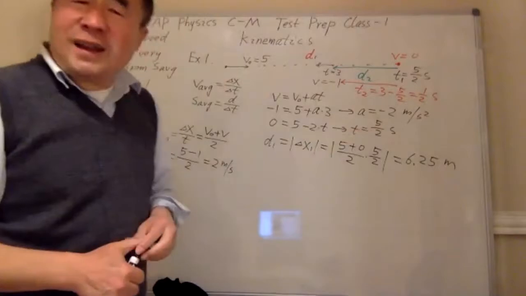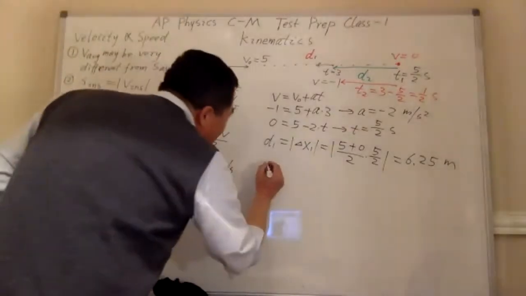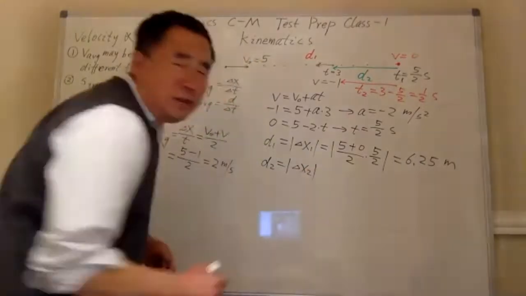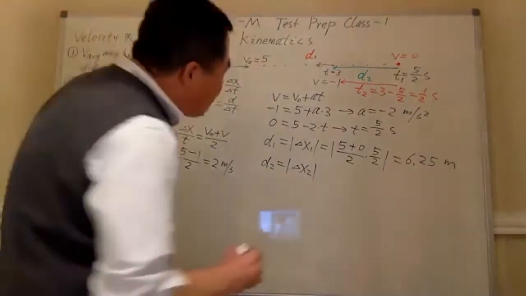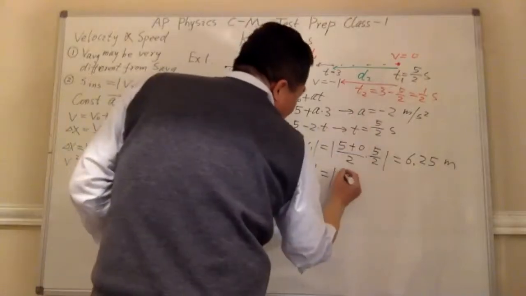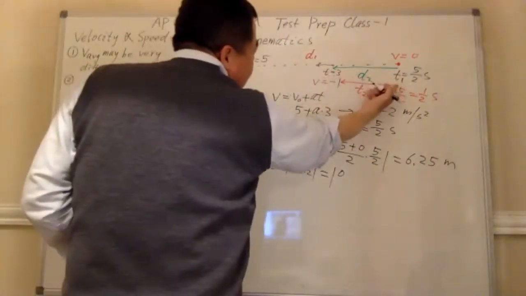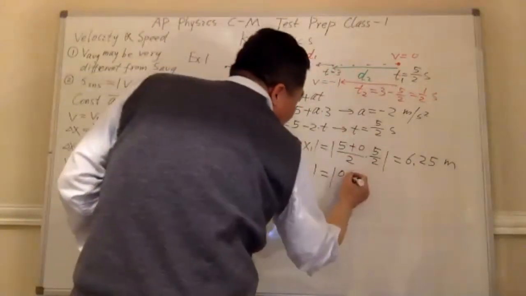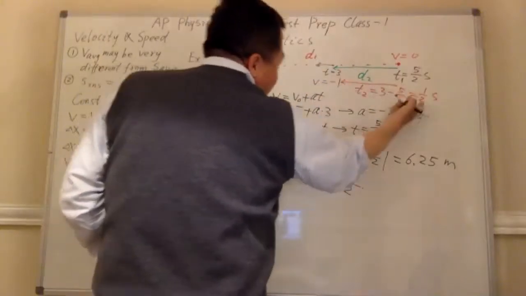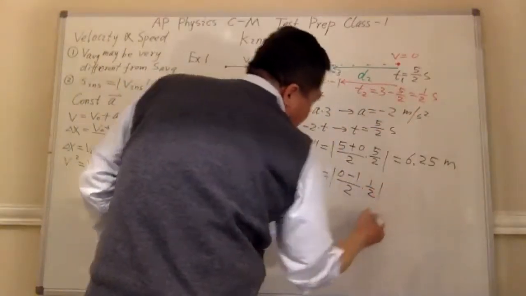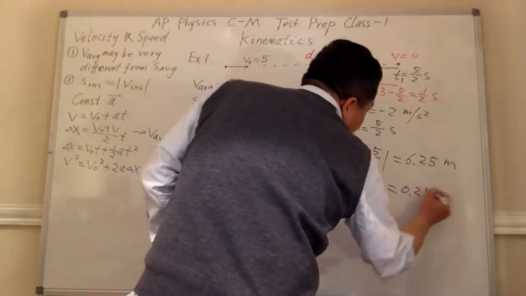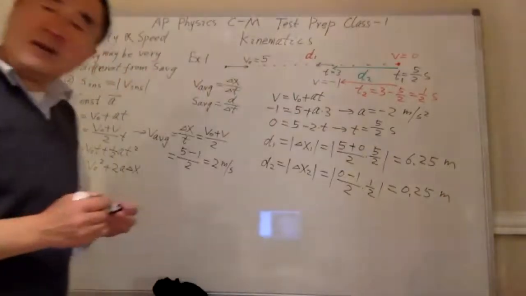So I got the D1 there. Then do the same thing, D2. Then D2 is delta S2, displacement, magnitude. Then we said I'm still using that formula. This ending point is 0. And this point is 0. This one is -1. Divided by 2 times the time interval from here to here is half. Then equal to what? I take the absolute value, that's 0.25 meter. Means 0.25 meter.